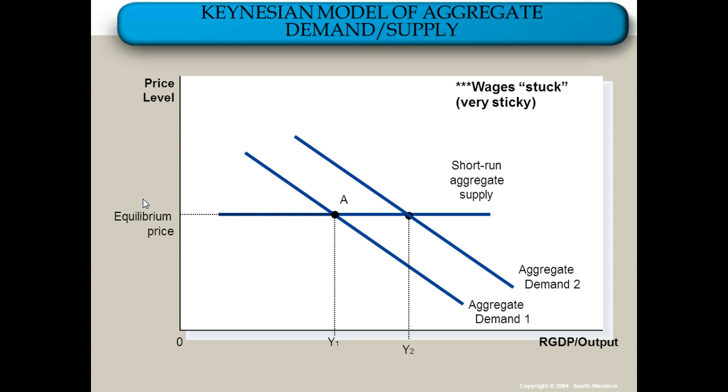The summary point you want to take from this is that increases in AD result in greater GDP, but no change in prices, no change in inflation. That's the summary point that you need to really walk away from Keynes with.